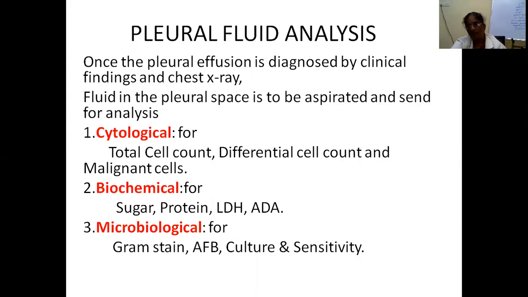Next, once we diagnose the pleural effusion, what we have to do is aspirate the fluid to know what is the cause. So for the pleural fluid analysis, we have to take a needle, 18 gauge needle with a 20 cc syringe. We should aspirate the fluid from the pleural space, and we should analyze for cytological, biochemical, and microbiological.